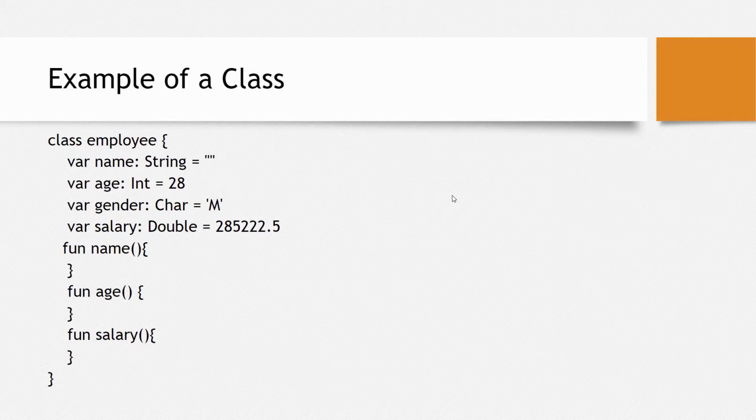Now there are some functions. If you want to set or show the name, you use a function, or these are just some blank functions. So the properties are the name, age, gender, salary, and there may be many functions, like a work function, anything. These are some functions of the classes. So this is an example of creating a class in Kotlin.